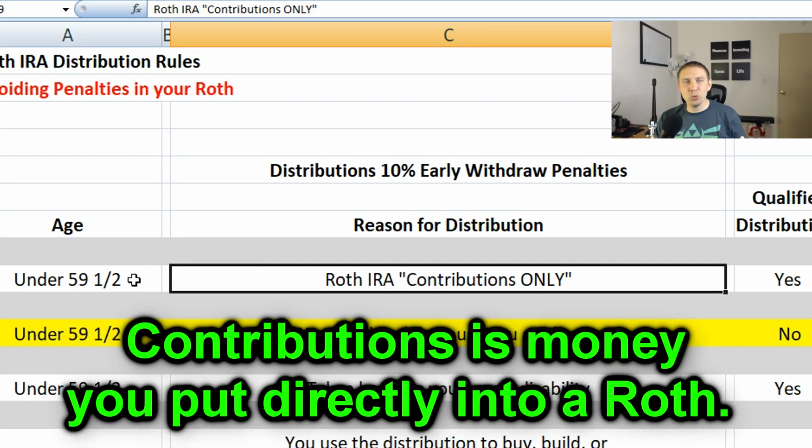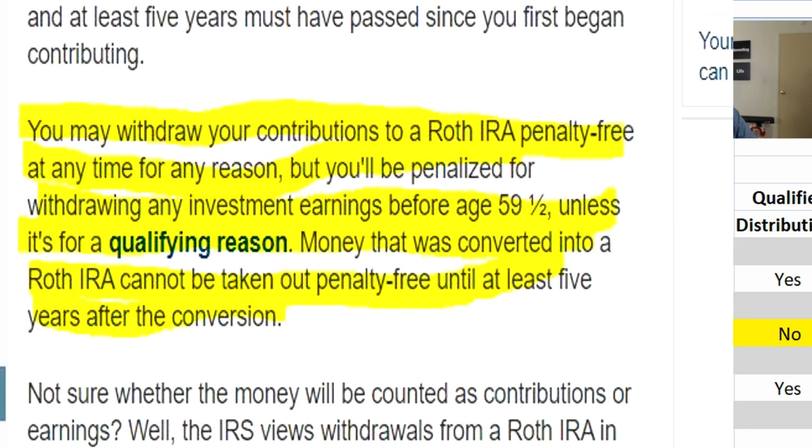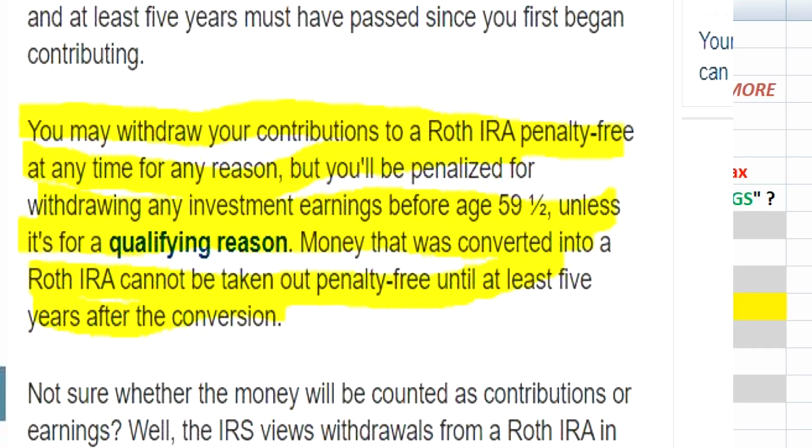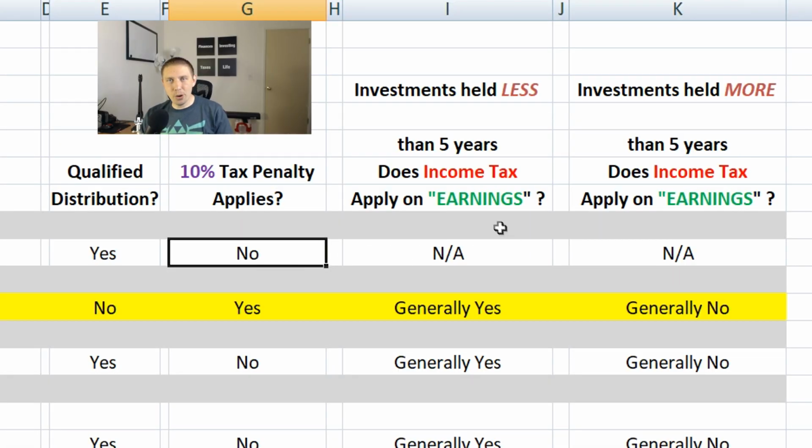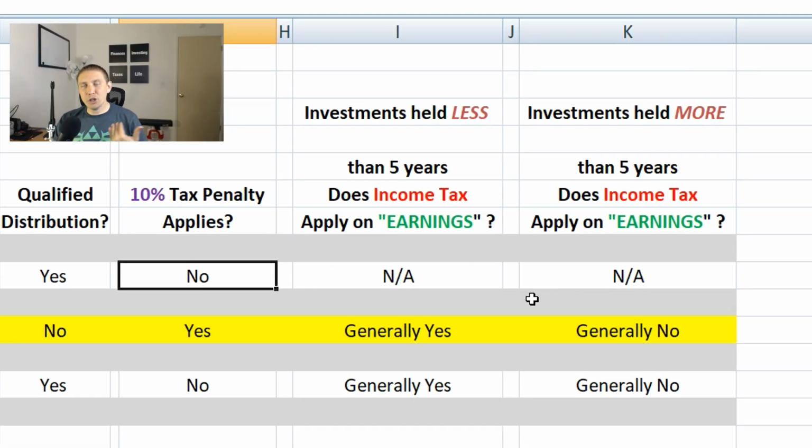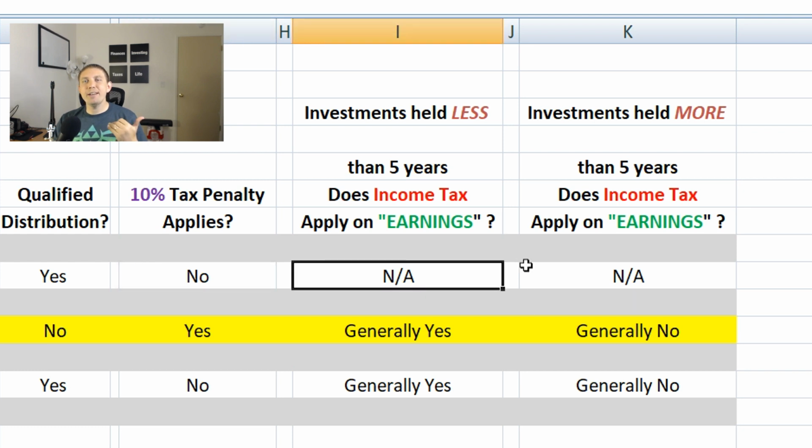So starting with this first one, if you're under age 59 and a half, if you take out the contributions only from your Roth, then as far as I understand, that's going to be a qualified distribution. Okay, so you're not touching the earnings, but only what you've put in yourself. Does the 10% penalty apply? No. And in this instance, if you're just withdrawing your contributions, you're not touching earnings, then there's no tax that you have to worry about.